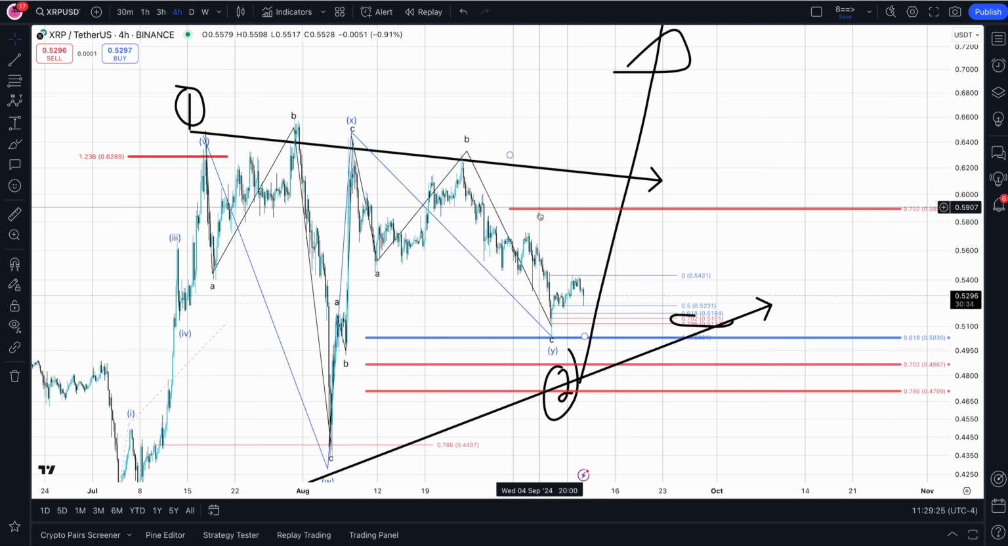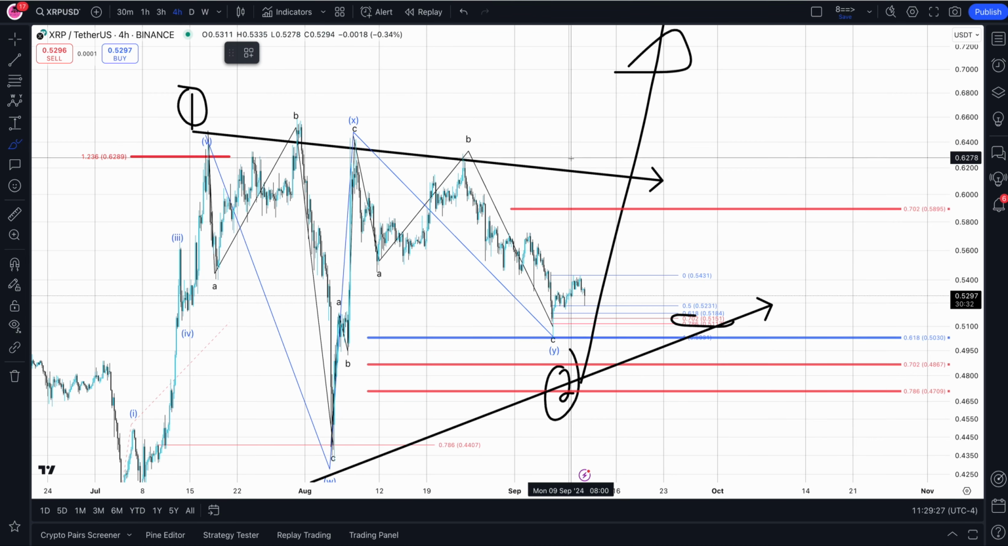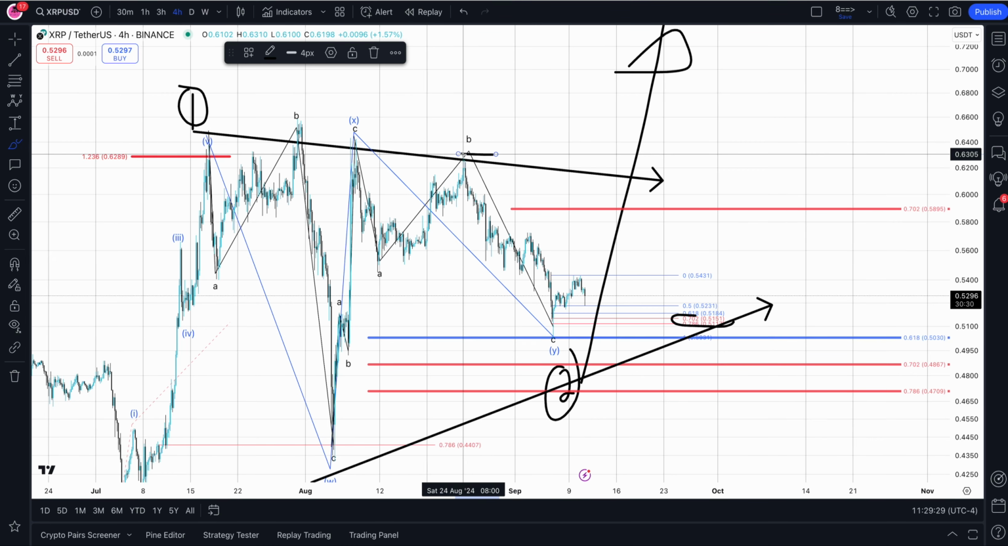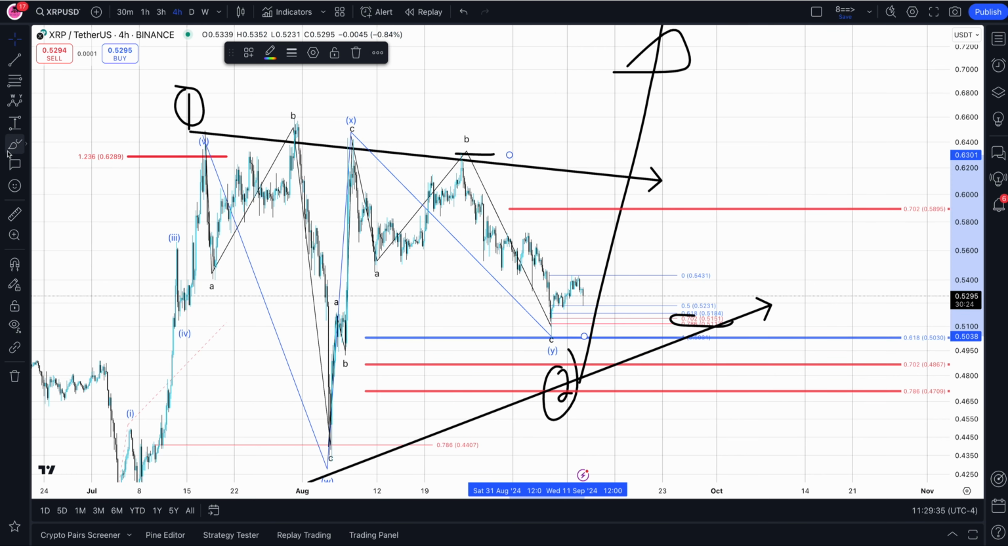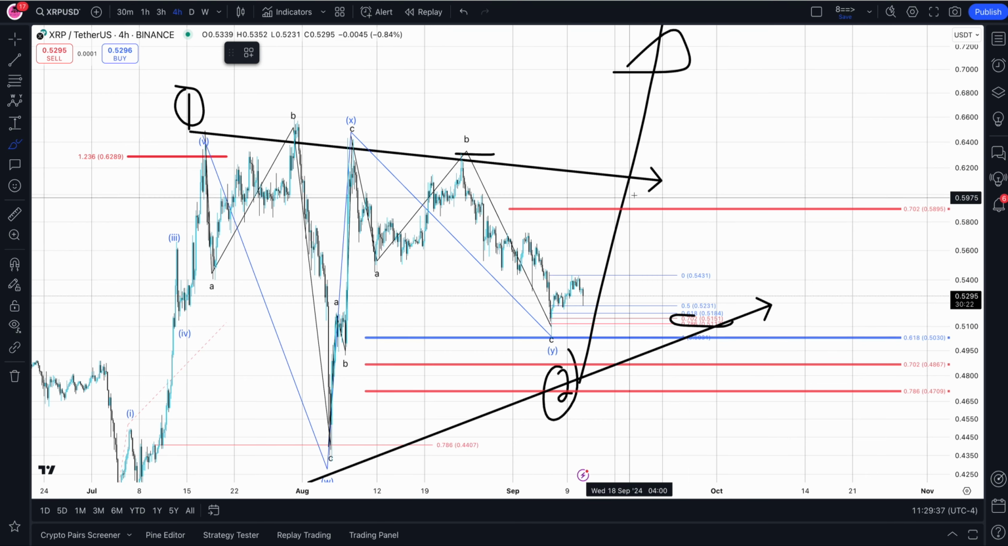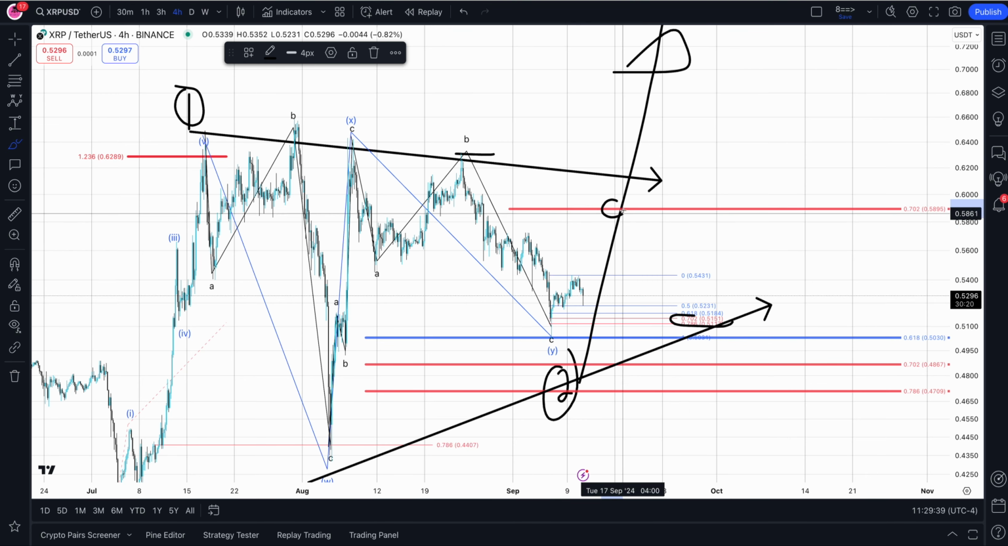All I did to find this resistance is I took a fib from this high over here on August 24th down to the low on September 6th. Put the 70.2% fib on your chart. If the 4-hour gets above this level, then it's go time.